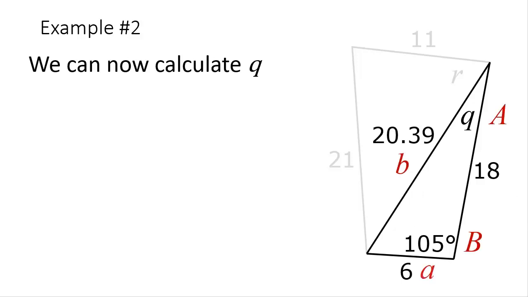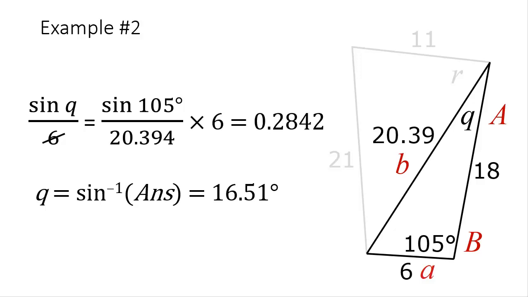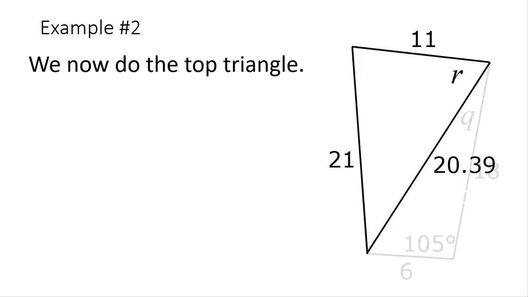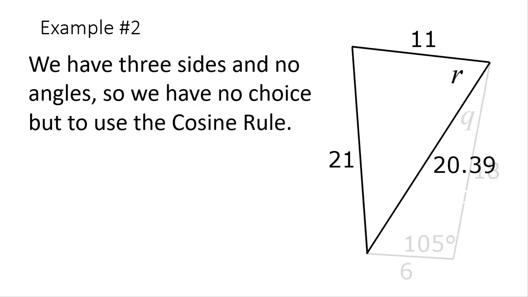We have to relabel our triangle. This time the value we're finding is Q, which is A, and we use the sine rule. So the size of angle Q is 16.51. By finding the diagonal, we've also now got enough information to do the top triangle. 1, 2, 3 pieces of information, and so we can solve for R.